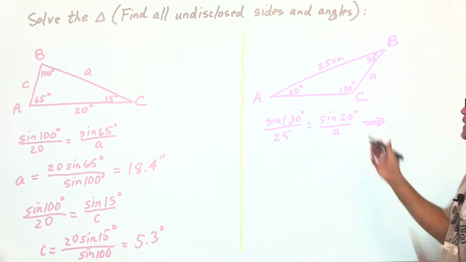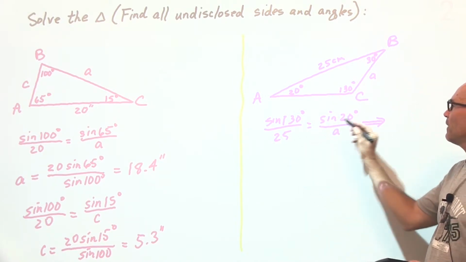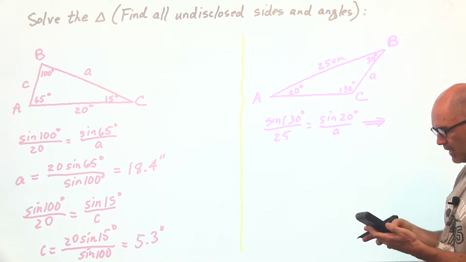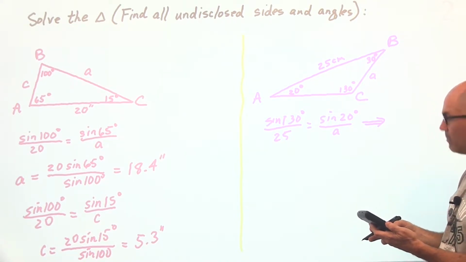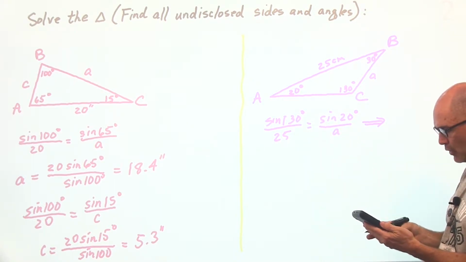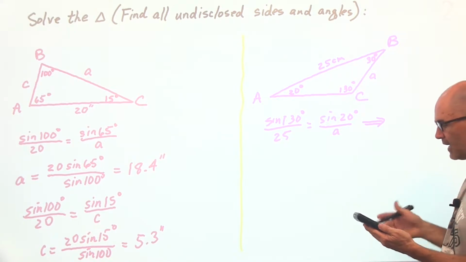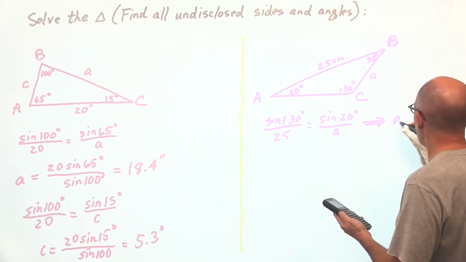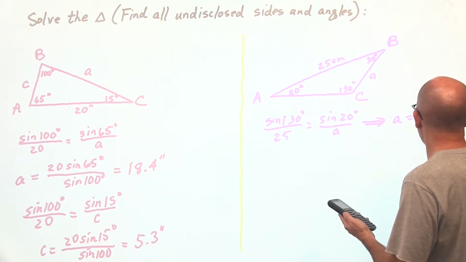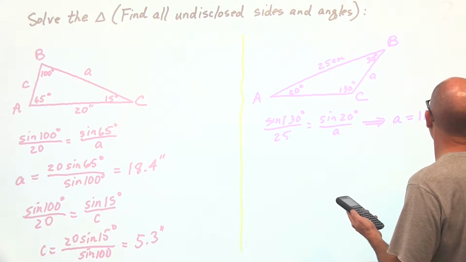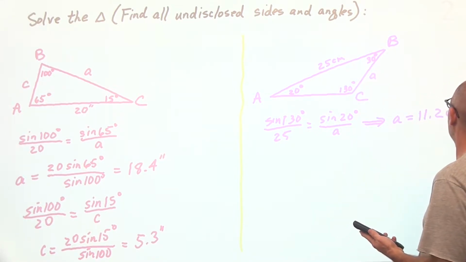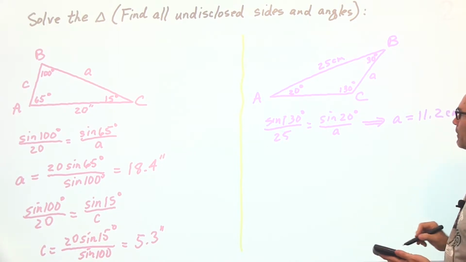So I'm not even going to write this step out. I know I'm going to go 25 times sine of 20. So 25, enter 20 sine times. Now I'm going to divide by sine of 130. 130 sine divide, and I get A equals 11.16. So 11.2. Oh, this triangle's from France. It's measured in centimeters. Okay.